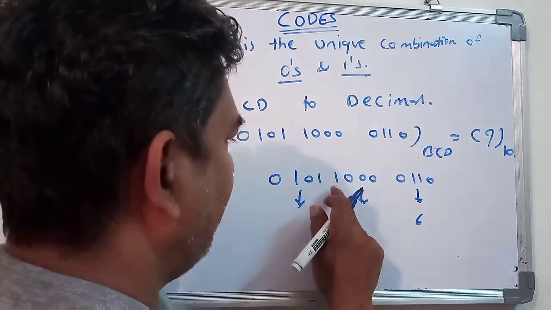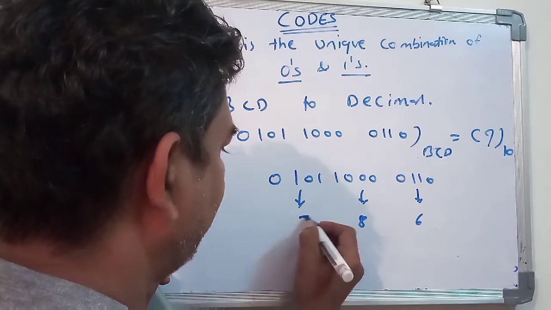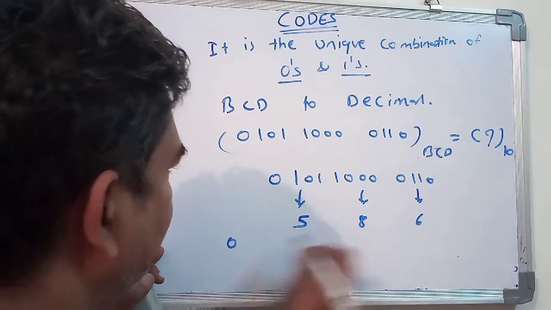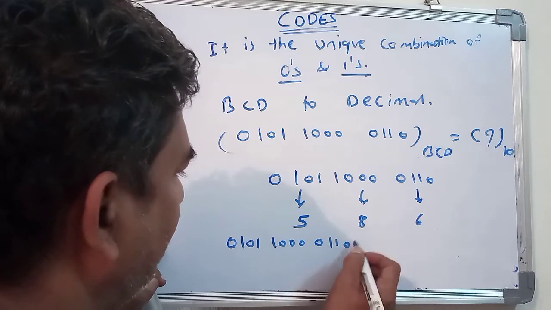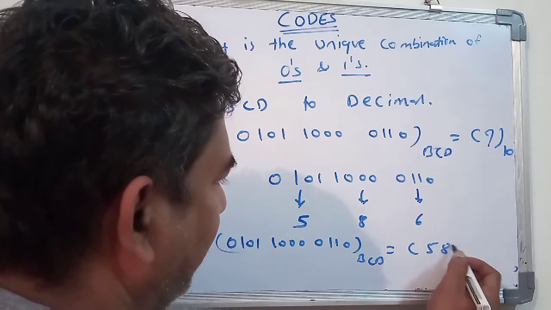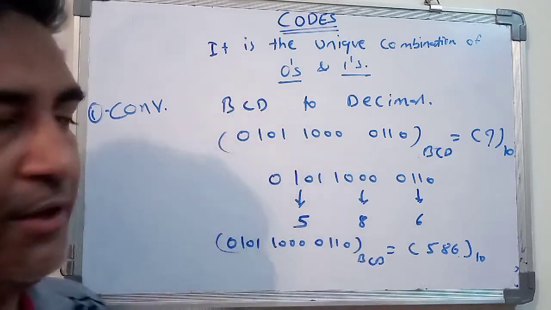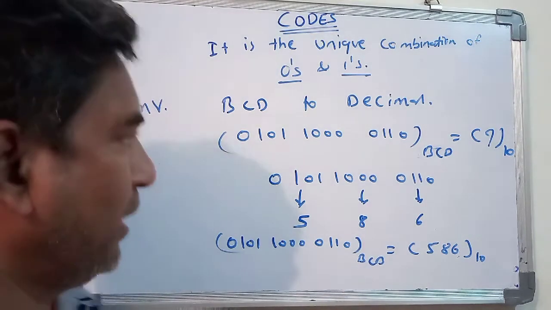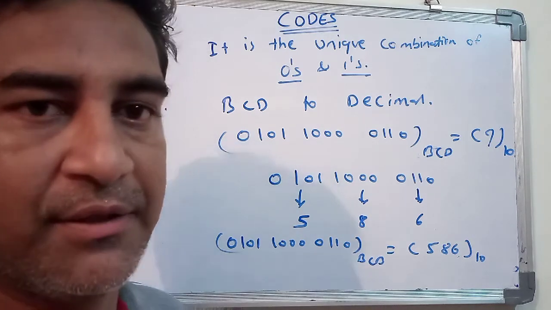0 1 1 0 is nothing but 6. 1 0 0 0 is nothing but 8. 0 1 0 1 is nothing but 5. So this is 5, 8 and 6: 0 1 0 1 1 0 0 0 0 1 1 0 with base BCD is 5 8 6 in decimal. This conversion is nothing but what is called the BCD to decimal conversion. Okay. Now in the next class we will see ASCII and EBCDIC. Thank you.